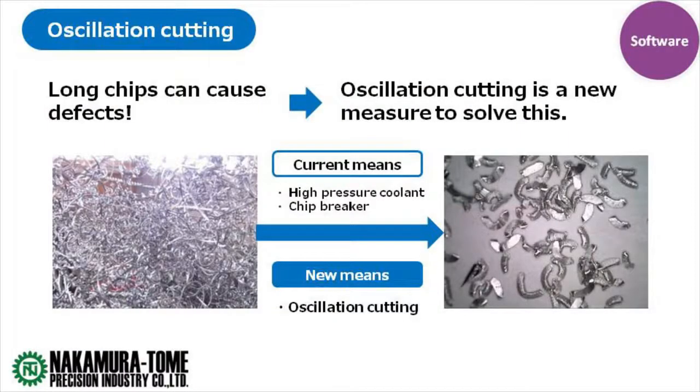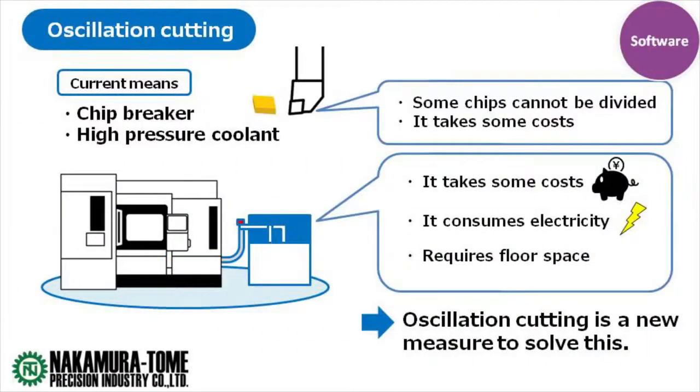Cutting chips are a big problem for using CNC machines. Long chips get wrapped around the tool and workpieces, causing defects. This is also a problem for automation. To deal with this, I think it's common to use chip breakers and high-pressure coolant. They are effective solutions. However, we need extra money to use them.